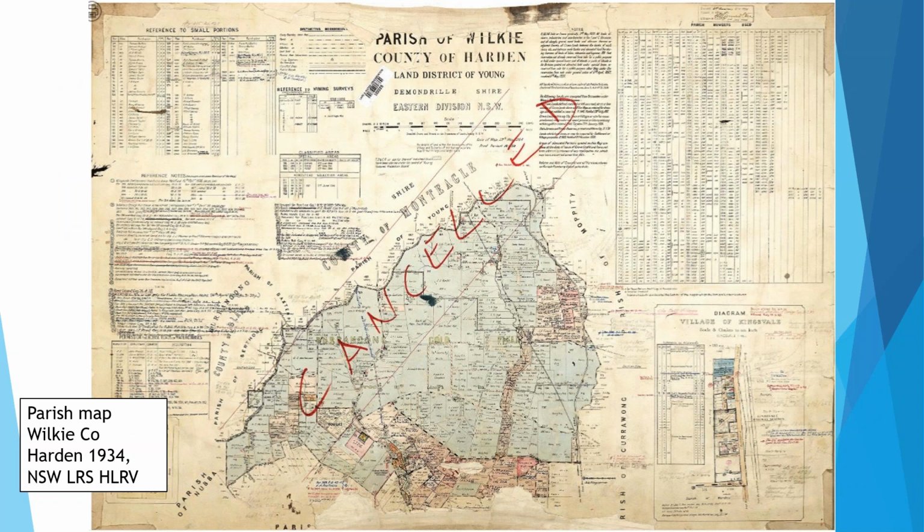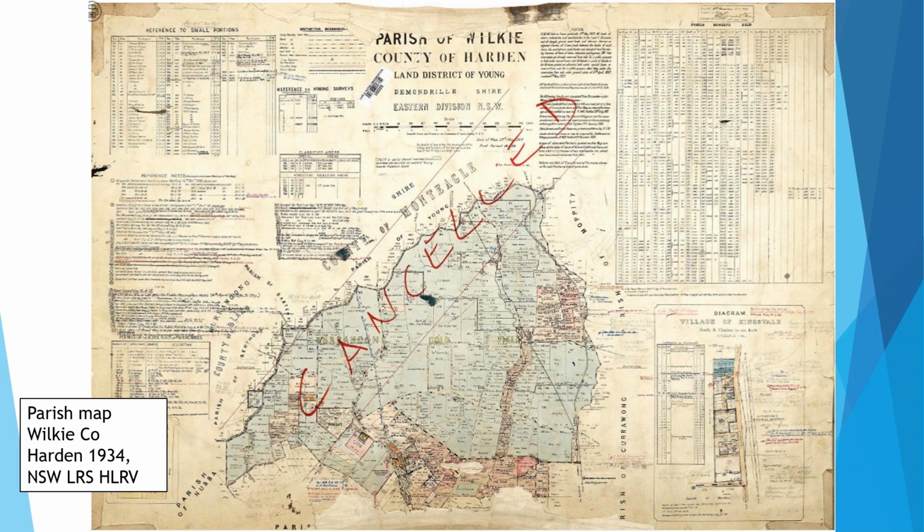So here we have a parish map. This is a country parish map for Parish of Wilkie, County Harden, Land District of Young, Eastern Division of New South Wales. So all that information is given to you in the centre of the map there. You've got the picture at the bottom of the land and how it was divided up and some names and numbers and things like that. And then over on the right-hand side there, you've got a very big table that gives you useful yet scary looking information. Not scary, very useful though.